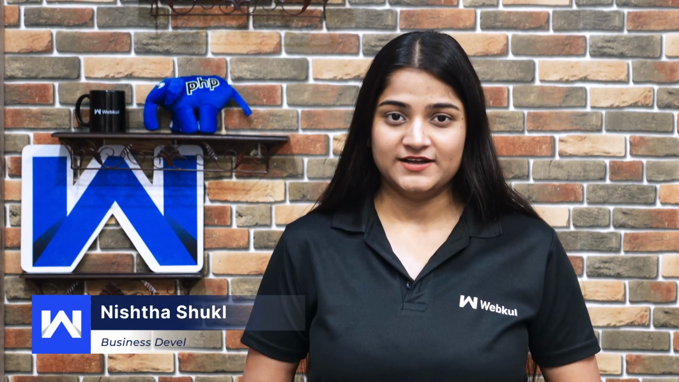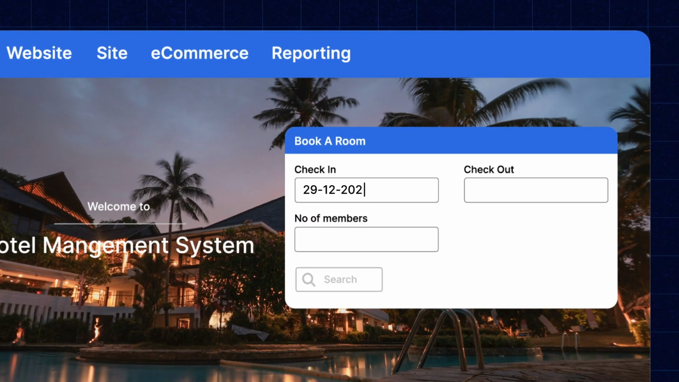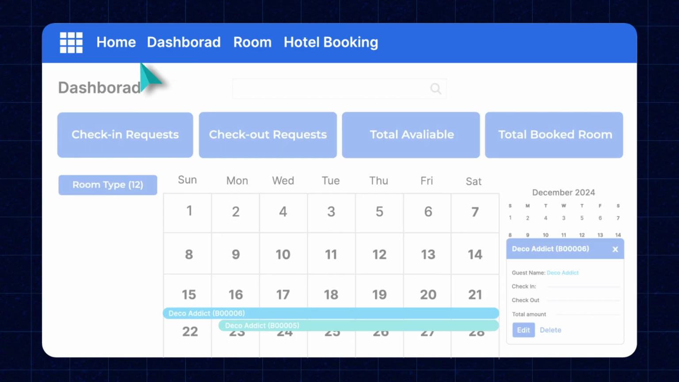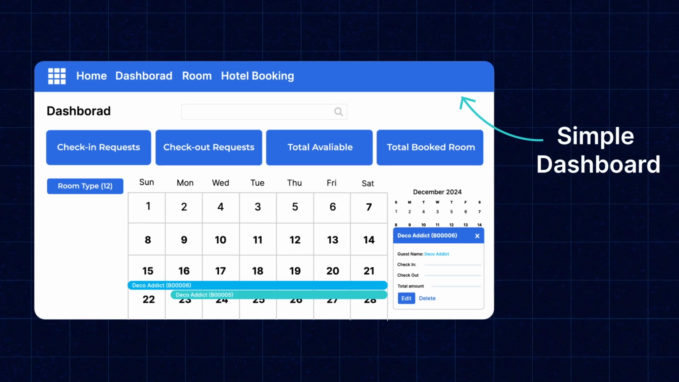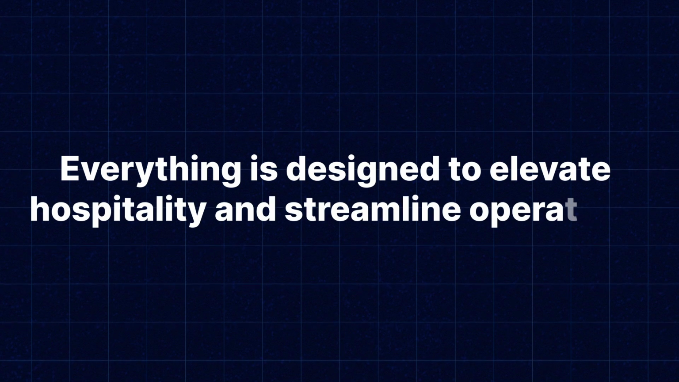Hi, I am Nishtha, and today I'll introduce you to Odoo Hotel Management System, a tool that simplifies and elevates your hotel operations. Odoo Hotel Management System streamlines room booking, check-in check-out dates, and optional paid services. Guests can search rooms based on their needs, and you can manage everything effortlessly with a simple dashboard. Offer a customized hotel management website to enhance guest experiences. From seamless booking to tailored services, everything is designed to elevate hospitality and streamline operations.